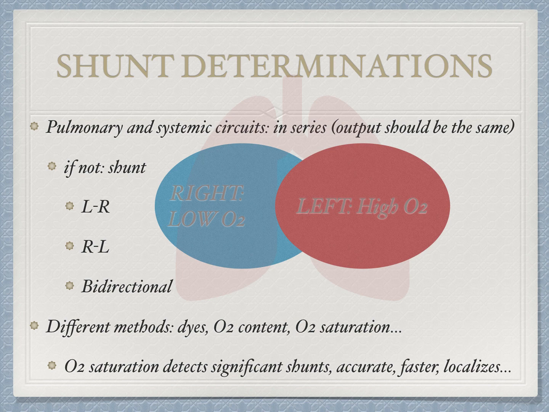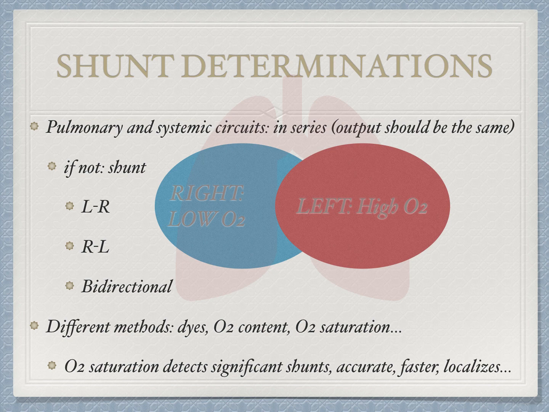Now let's talk about shunt determinations. Look at the drawing here. On the right, looking at the patient in the anatomic position right in front of you, you have deoxygenated blood. Everything that's coming up the vena cava into the right heart has low oxygenation. It's deoxygenated. On the left side of the heart, you have oxygenated blood, and this is because it already passed through the pulmonary circuit, and there was the gas exchange.